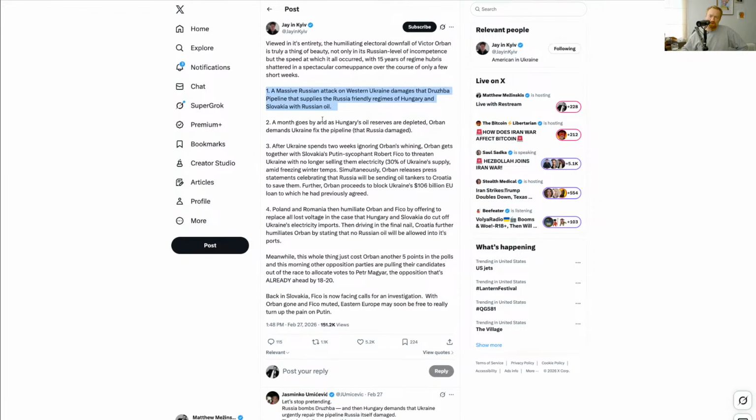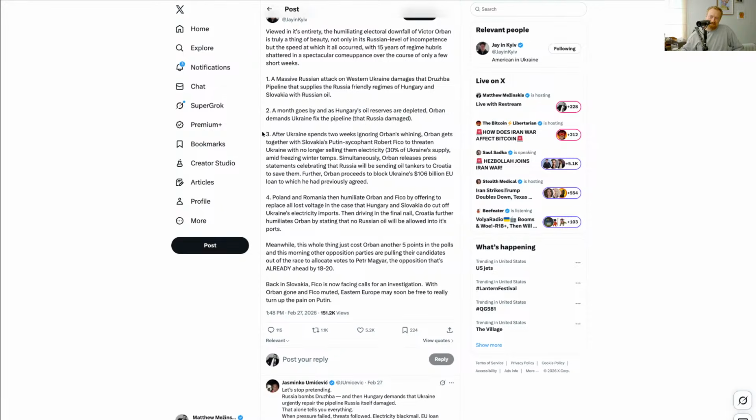Number one, a massive Russian attack on Western Ukraine damages the Druzhba pipeline that supplies Russia-friendly regimes of Hungary and Slovakia with Russian oil. Number two, a month goes by as Hungary's oil reserves are depleted. Orbán demands Ukraine fix the pipeline that Russia damaged. I heard Zelensky in an interview over the weekend. It's just kind of funny. I mean, he doesn't lose his comic edge the way he was talking about this.